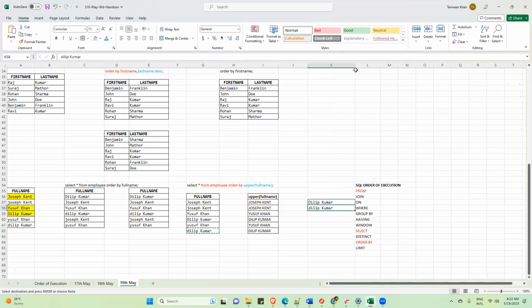Then Joseph Kent. Again, they both are exactly the same here. So the engine will take anyone from here. Then Yusuf Khan, they both are the same. It can take anyone. So when you execute, you will see that all the Dilip Kumar will be together, all the Joseph Kent will be together, and all the Yusuf Khan will be together.